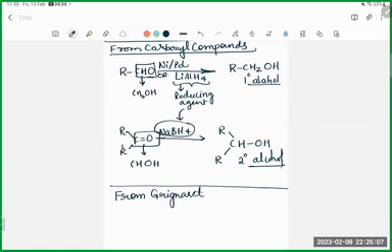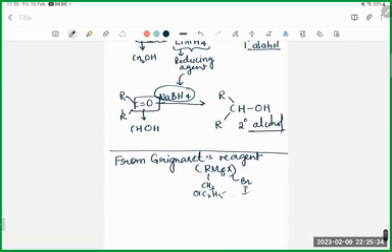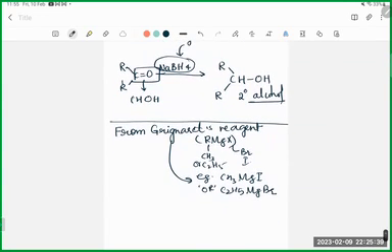Grignard reagent: the formula is RMgX. That is the general formula. R can be methyl, ethyl, anything. X can be Br, I, anything. So an example of the Grignard reagent is CH3MgI, or C2H5MgBr can be taken. Any example can be taken as the Grignard reagent. Remember, it will be given in the examination.